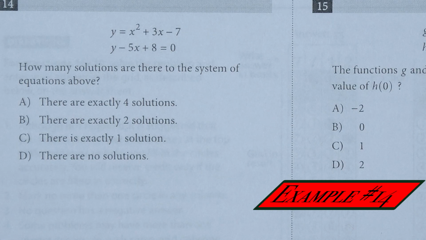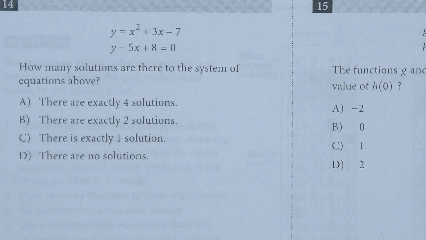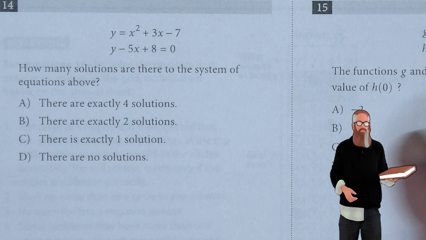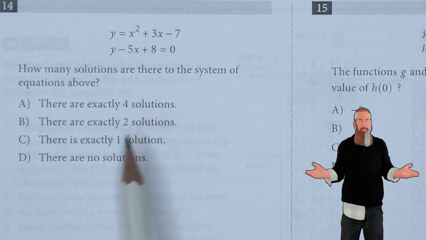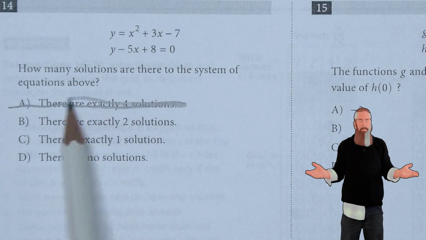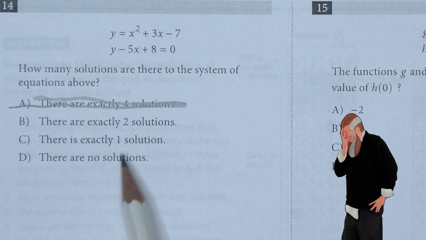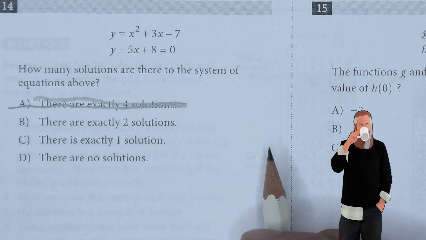How many solutions are there to this system of equations? Starting out, I see that the highest exponent is 2, which means the most answers that could possibly be is 2, so 4 is out. But the other 3 do exist as a possibility.